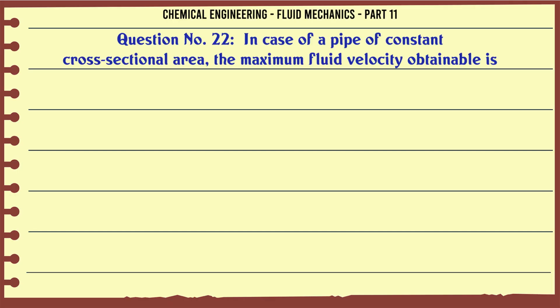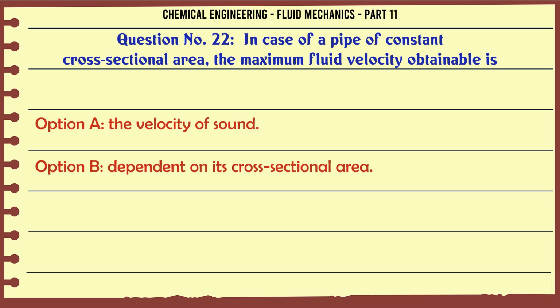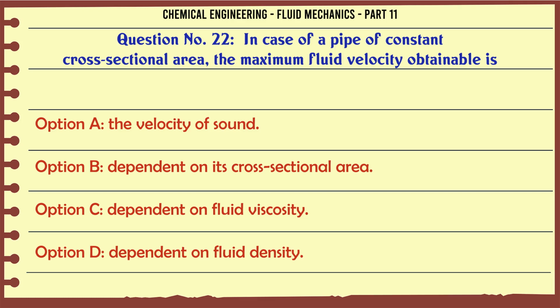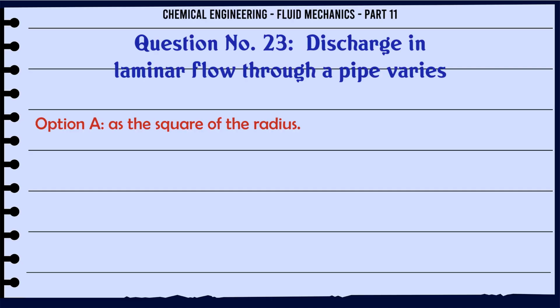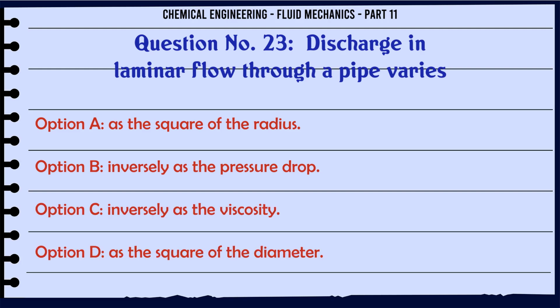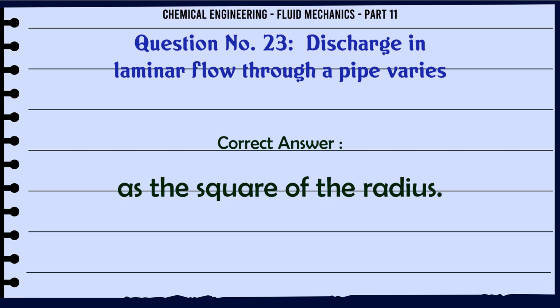In case of a pipe of constant cross-sectional area, the maximum fluid velocity obtainable is: A. the velocity of sound, B. dependent on its cross-sectional area, C. dependent on fluid viscosity, D. dependent on fluid density. The correct answer is the velocity of sound. Discharge in laminar flow through a pipe varies: A. as the square of the radius, B. inversely as the pressure drop, C. inversely as the viscosity, D. as the square of the diameter. The correct answer is as the square of the radius.